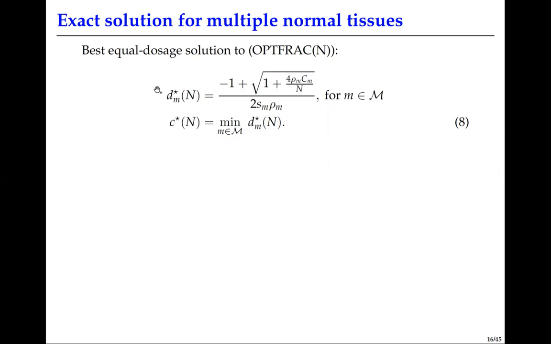So here is the first point. The point is that we can figure out the best equal dosage solution to our optimal fractionation problem when n is fixed. And the way we can do that is as follows.